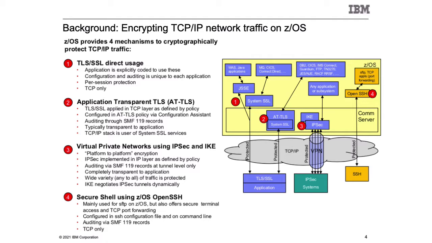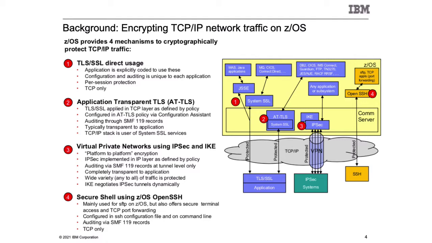So this includes UDP. Why is that important? Well, a very important use case for UDP is Enterprise Extender. Many of your organizations still have a significant amount of SNA application traffic and use EE to transport your SNA traffic over an IP network. And the way to protect EE traffic is via IPsec.